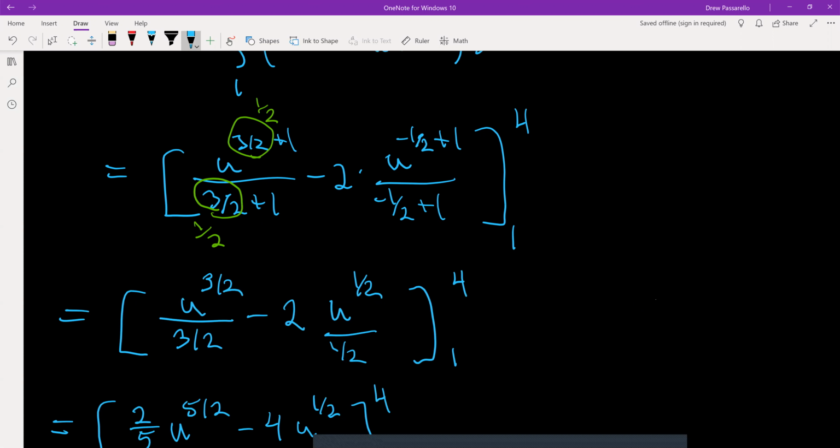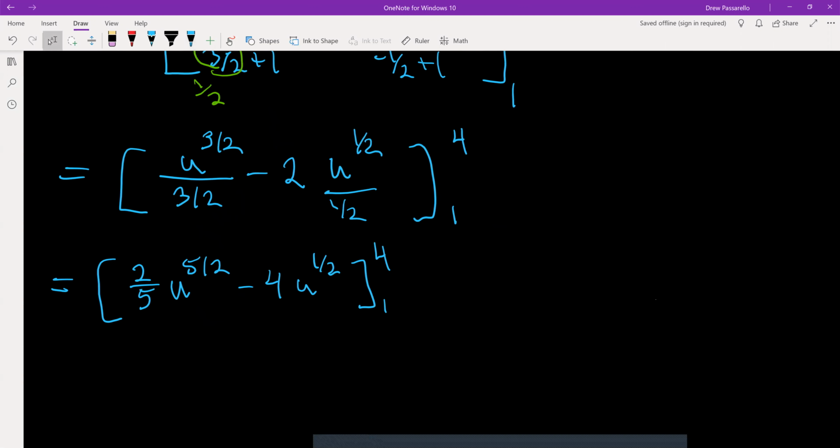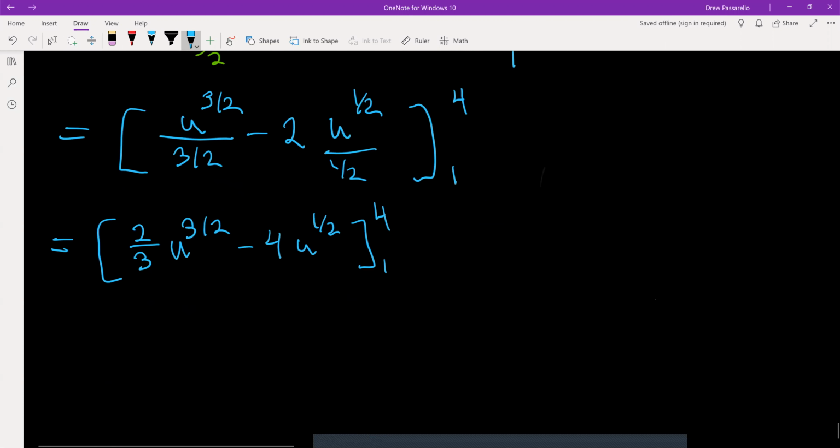All right, so yeah, I make mistakes too. So I'll change this to 3/2. This will be 2/3. All right, that's where the mistake was. Everything else is good. All right, so then I apply the fundamental theorem.